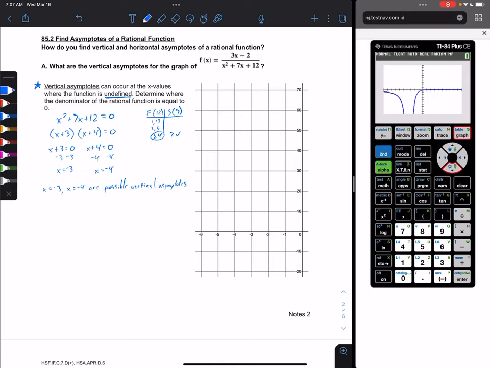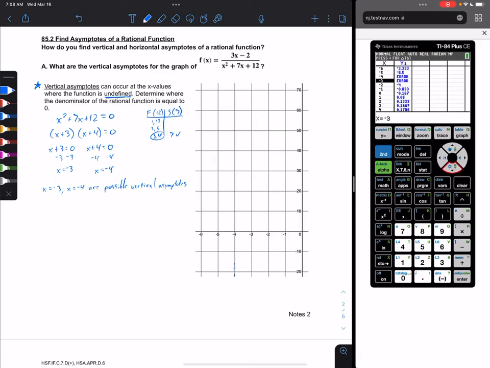If I graph it, the graph is helpful to a certain point, but what we want to do is go to the table. So second table, and then we're looking at negative 3, negative 4. So notice how at negative 3, negative 4, there are errors. So that's good news. That does mean that at negative 3 and negative 4, we have vertical asymptotes. So I'm going to draw those in. Might be a little tough to see, but we have those vertical asymptotes at negative 3, negative 4.